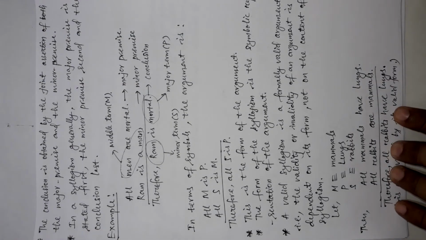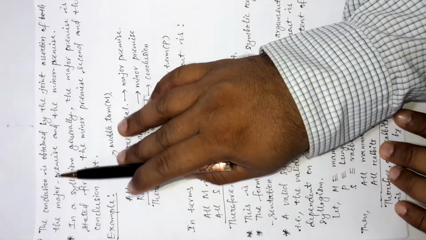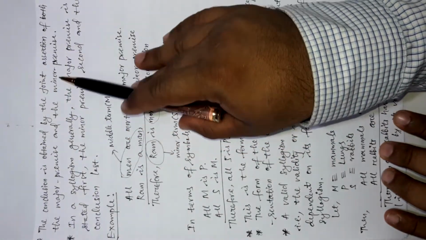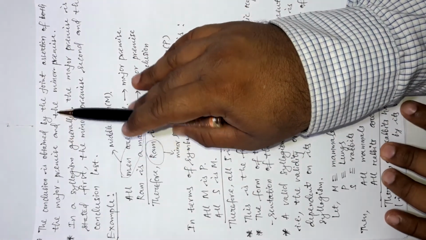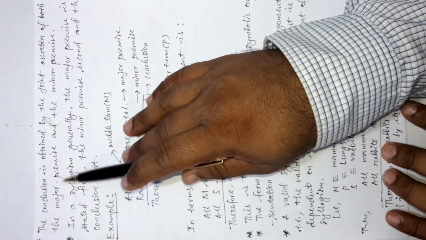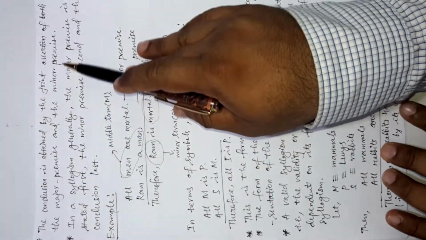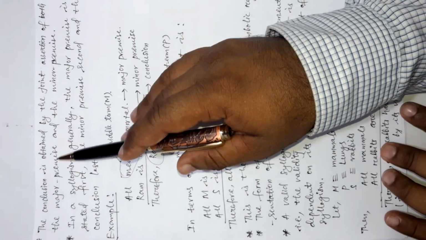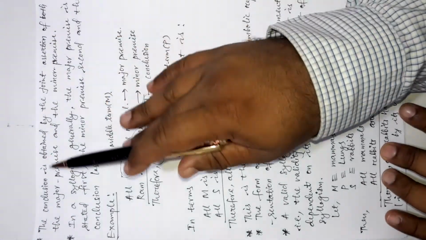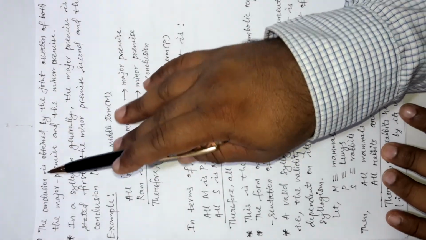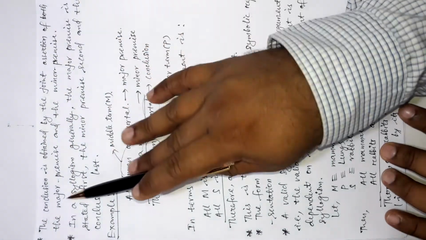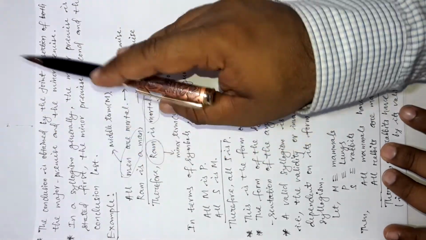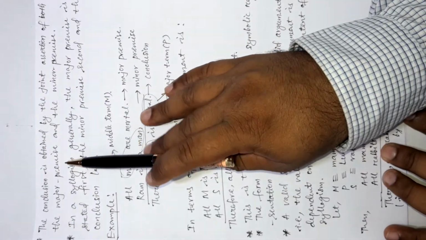Okay. Now, the conclusion is obtained by the joint assertion of both the major premise and the minor premise. The 2 premises now have 2 special names: one is called the major premise and the second is called the minor premise. So, we can restate it: the conclusion is obtained by the joint assertion of both the major premise and the minor premise. It is the same statement, but told in new terms.